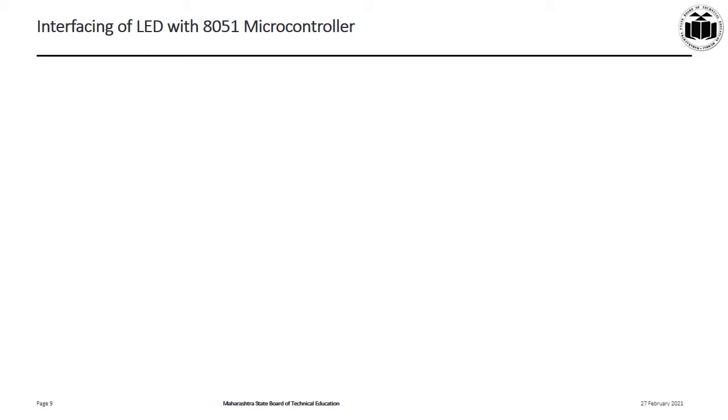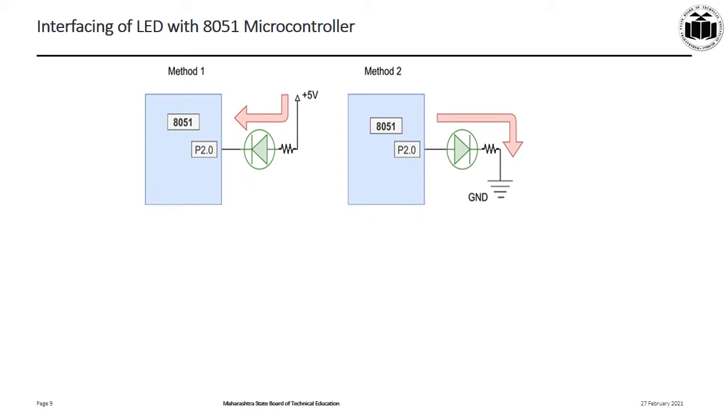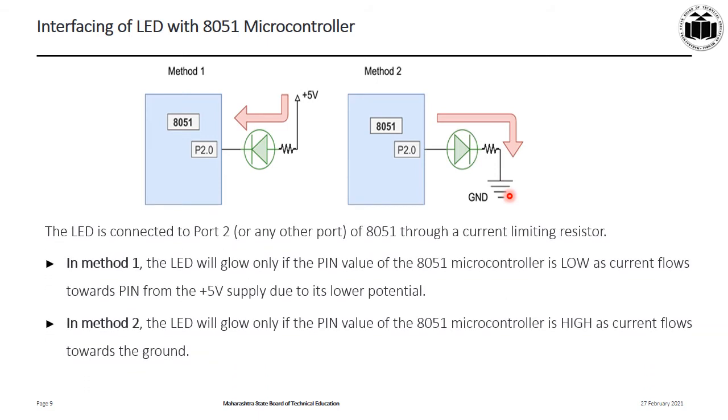Now let us try to interface LED with microcontroller. There are two methods. One where the cathode is connected to microcontroller and the LED anode is connected to supply. In method 2, the anode is connected to microcontroller while the cathode is grounded through current limiting resistor. Now in method 1, LED will glow only if pin value is low, while in method 2, LED will glow if pin value is 1 or high.